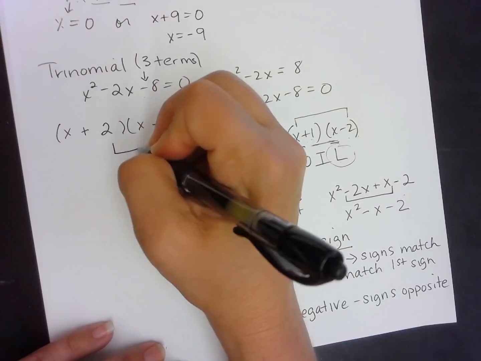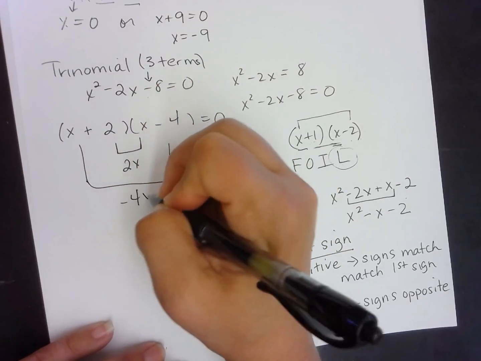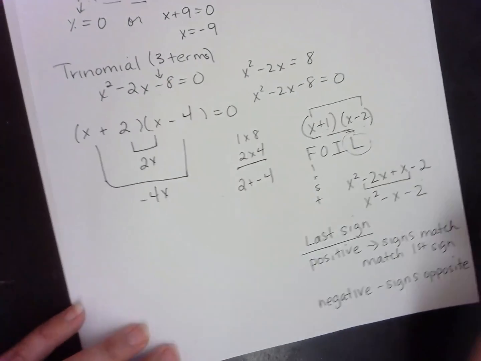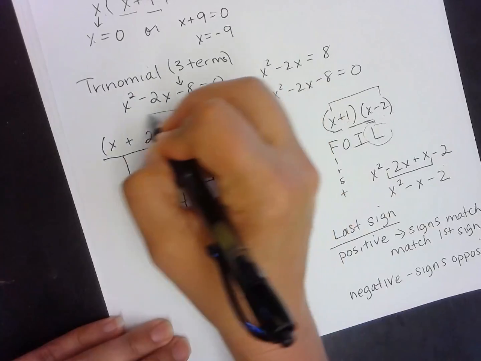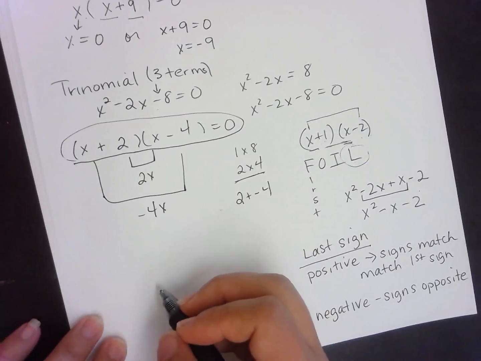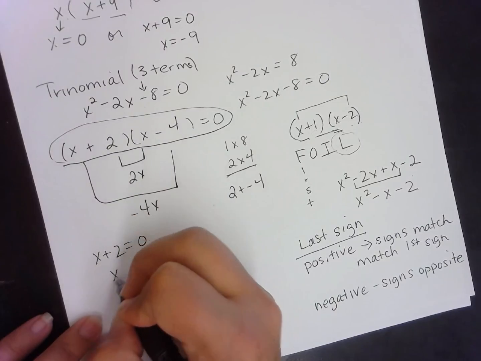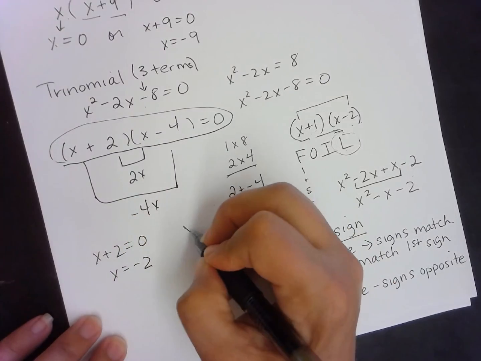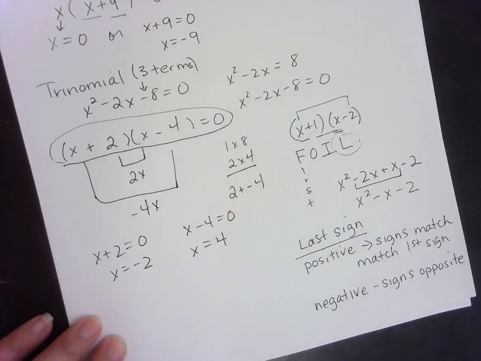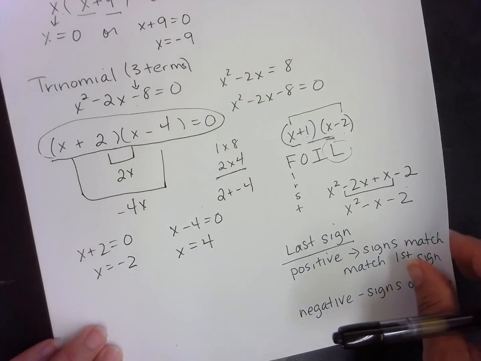I can always check it, right? Because this is 2x. This is negative 4x, and when I add them back together, I get negative 2x. So once I have it factored, now I set each one of these terms equal to 0 separately. So I have x plus 2 equals 0, giving me x equals negative 2, and x minus 4 is equal to 0, giving me x is equal to positive 4. Okay, so that's our simplest type of quadratic.